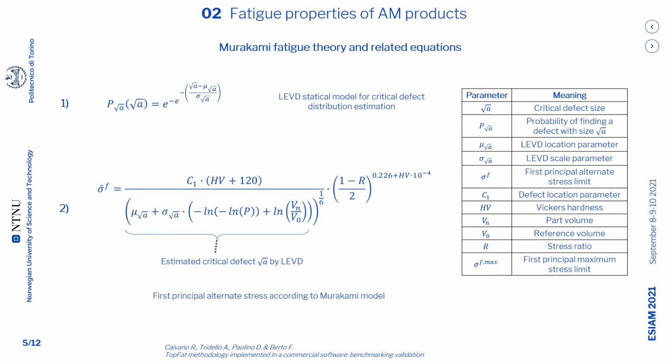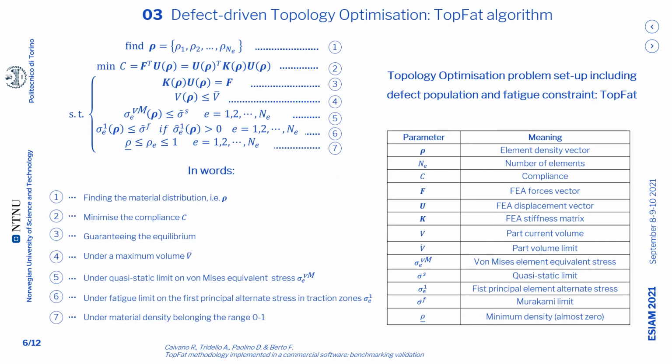This equation expresses the link between the defect population, the stress ratio, the material parameters, and the maximum allowable alternate first principle stress, sigma f. This limit is the threshold which must not be exceeded in order to have a safe part in presence of defects. This limit over the first principle alternate stress can be included within the topology optimization formulation. In particular, here it is detailed the formulation of the TopFat procedure.